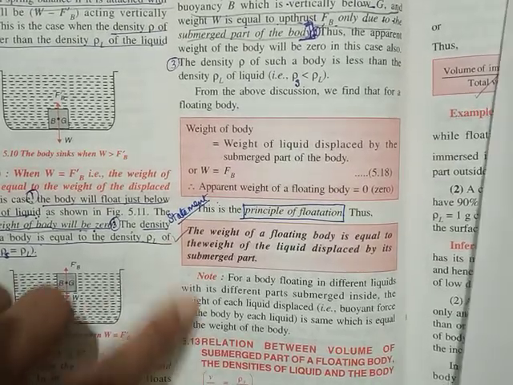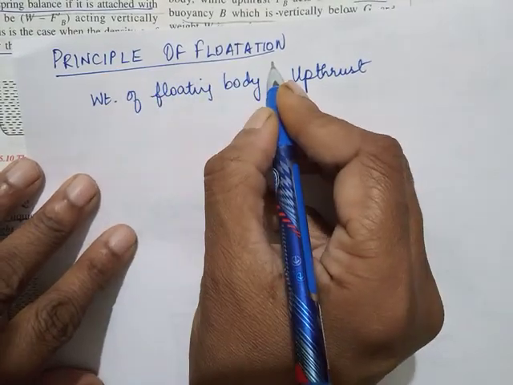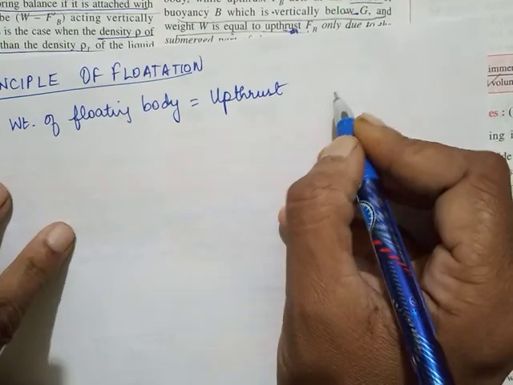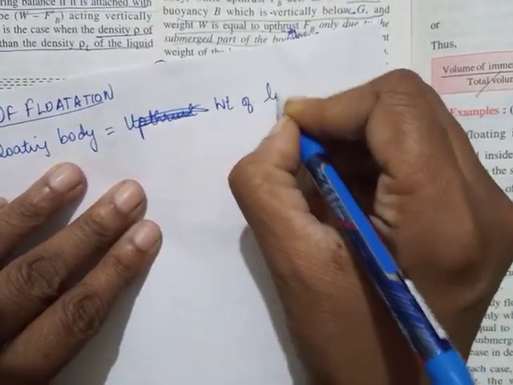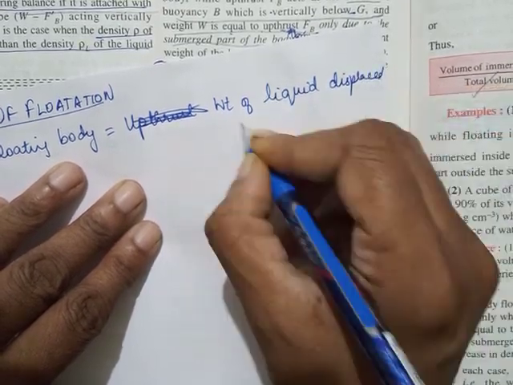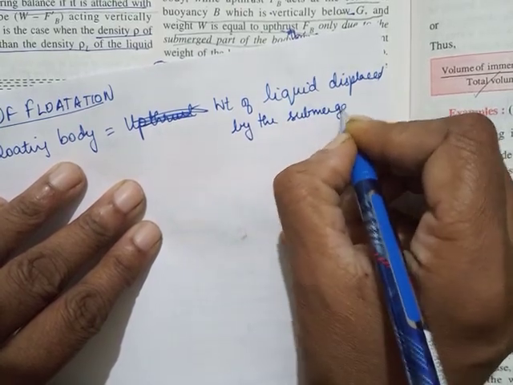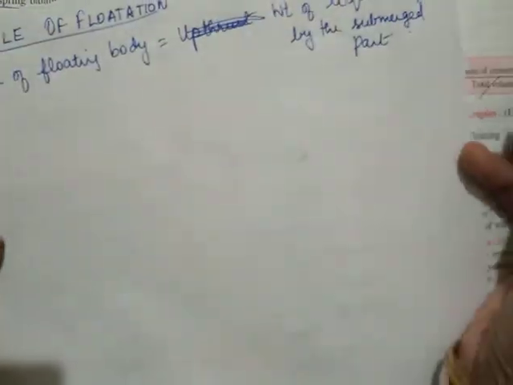We'll just do one more part. So, weight of the floating body. According to the principle of flotation, the weight of the floating body should be equal to the weight of the liquid displaced by the submerged part. Now, from this, I can get one equation like this. So, we are going to derive this equation.